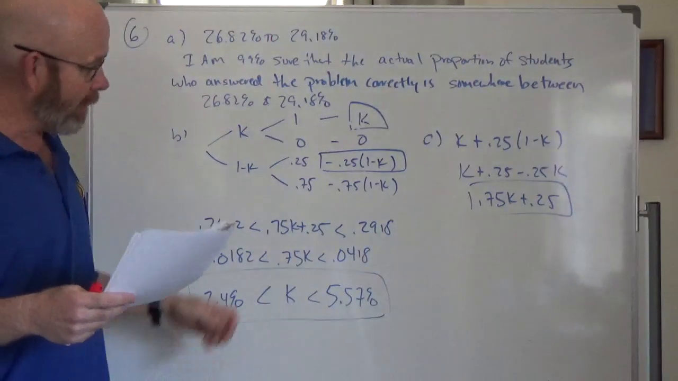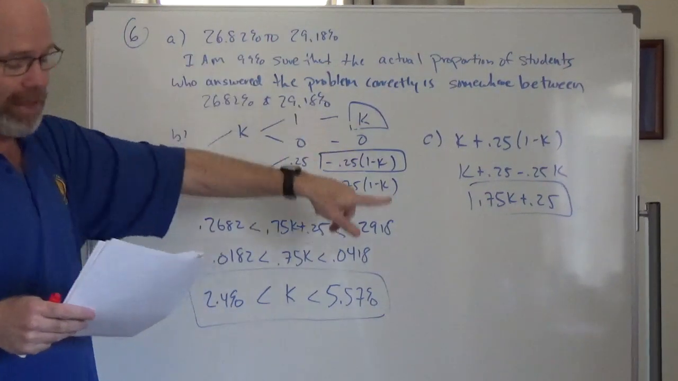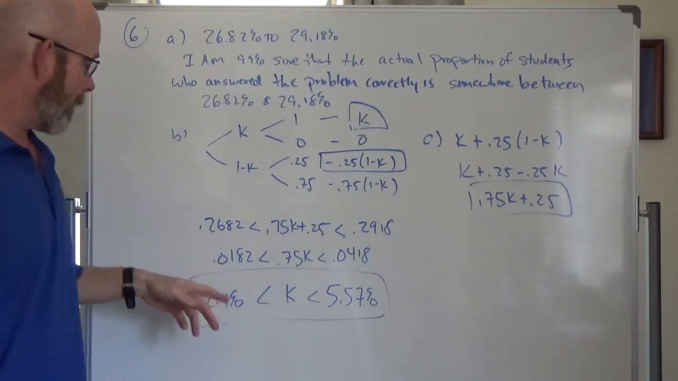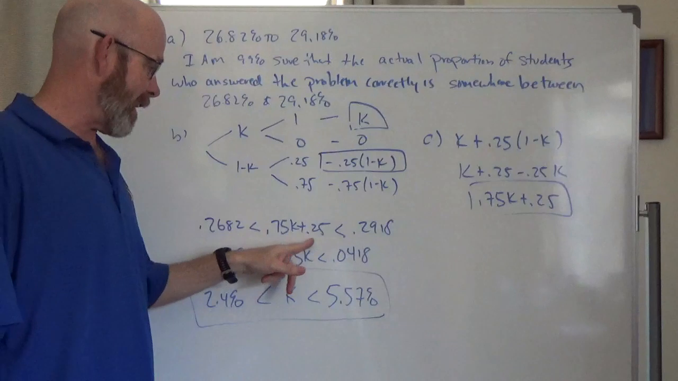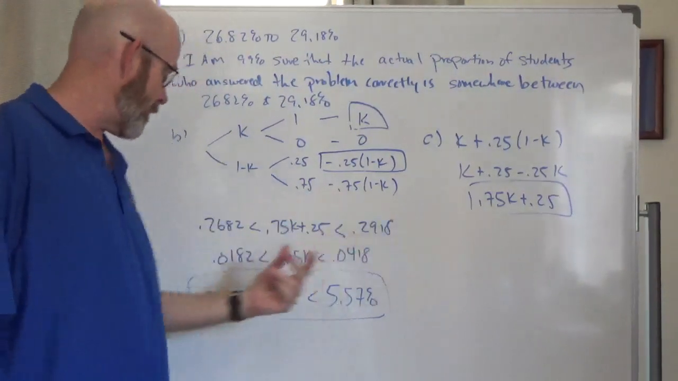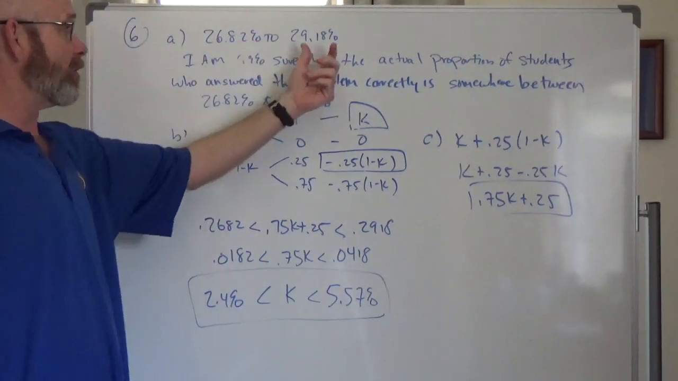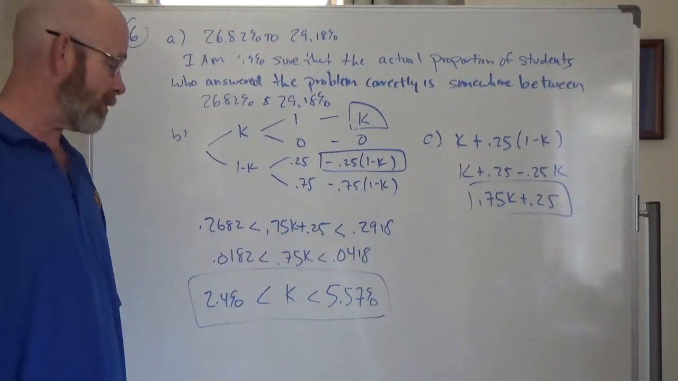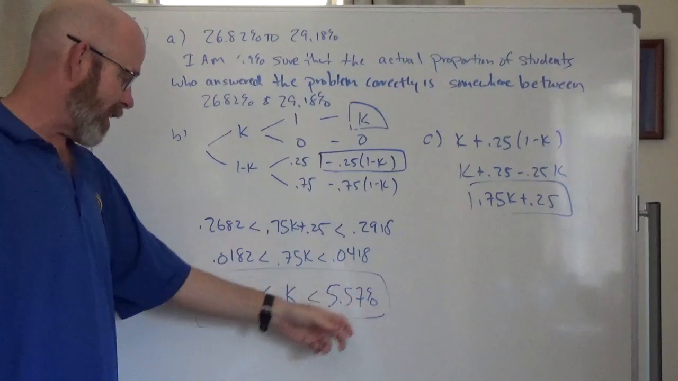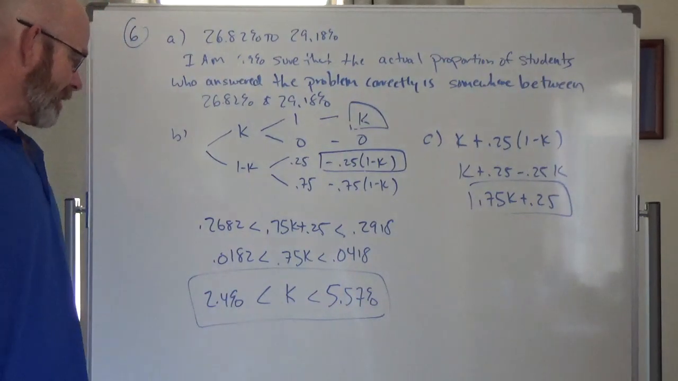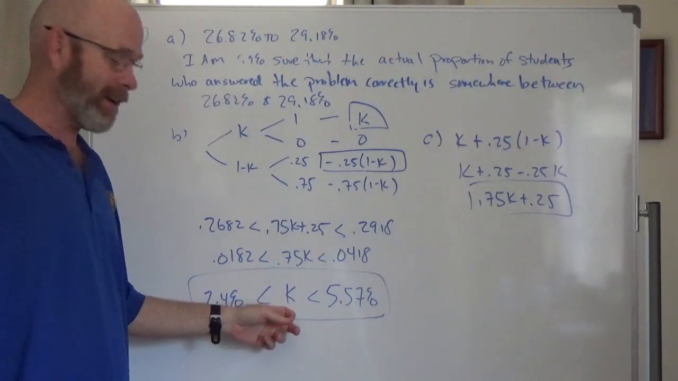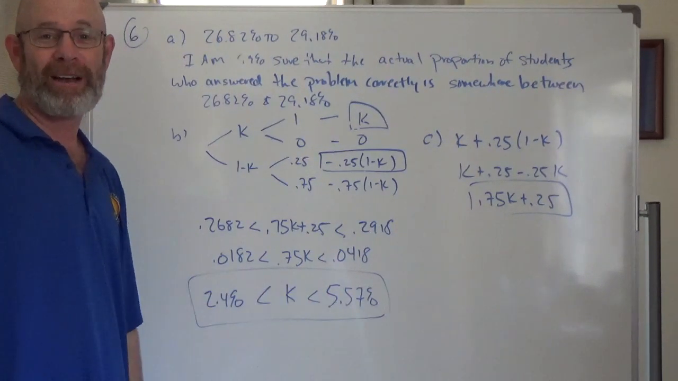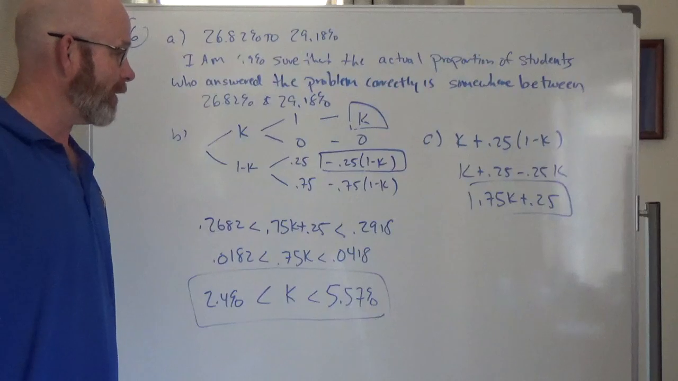And then it says, using the interval here in that answer, let's get an interval for how many people actually knew the answer. So that means this 0.75K plus 0.25, that's how many got it right, is going to be between the 26.82 and the 29.18. We just solve it for K. So subtract the 0.25 from both sides, divide by 0.75. And what that means is the actual people who knew the answer was somewhere between 2.4% and 5.57%. The rest of the people are just guessing.